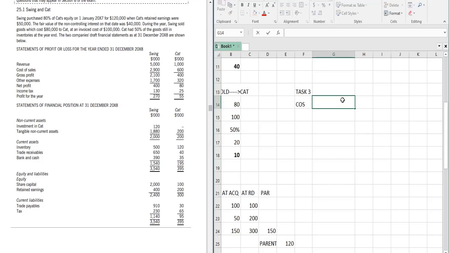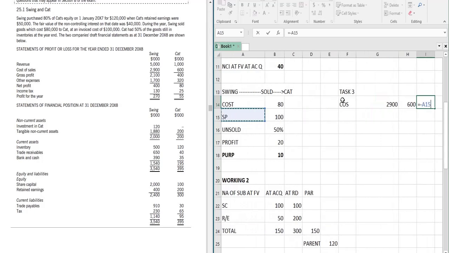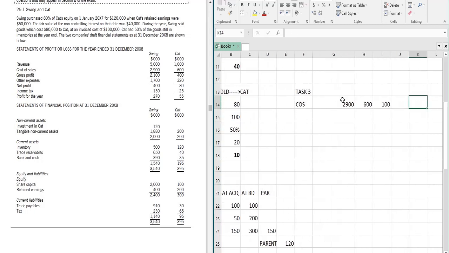Parent cost of sales is 2900, and subsidiary is 6000. The intra-company transaction, which we have already done, is 100. We will eliminate this amount and we will add the PUP. The PUP amount is 10. So we add parent plus subsidiary, then eliminate the intra-company transaction, then add the PUP again. So cost of sales is 3410.